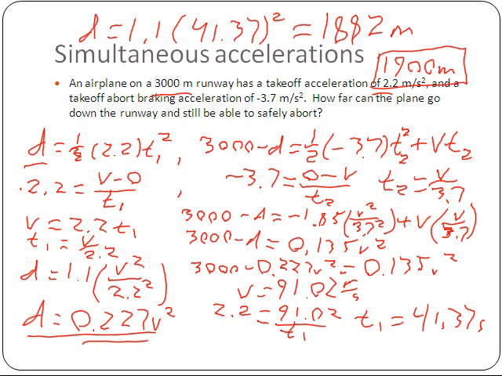So this is an example of a fairly complex acceleration problem. In this case, this plane can go 1,900 meters before they need to hit the brakes. If they waited longer than that, they will go off the end of the runway, even in the best case scenario. So that is an example of how you would do a simultaneous acceleration problem. In cases where you have multiple accelerations, you simply set up a system of equations. And once you have that system of equations, substitute and solve.